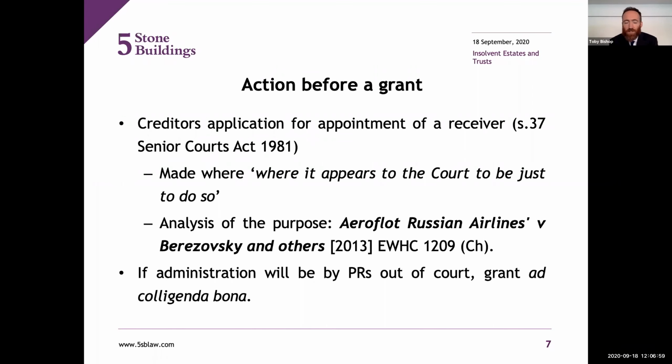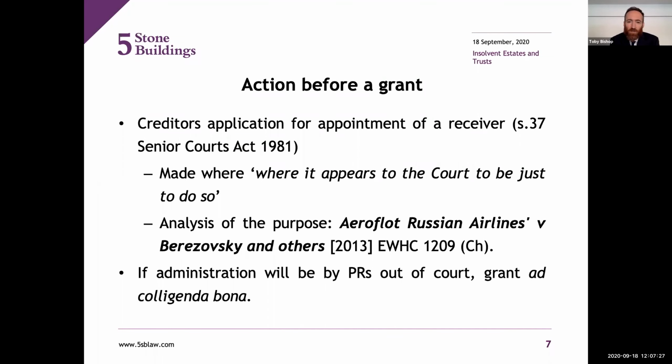Now, if we start with that period, as there invariably will be, in between the person dying and somebody obtaining a grant in their estate, what you can have is creditors applying for a receivership order, or for the appointment of a receiver, using the power at Section 37 of the Senior Courts Act. And it will be made in circumstances where it appears to the court to be just to do so, which is a pretty unhelpfully broad description.